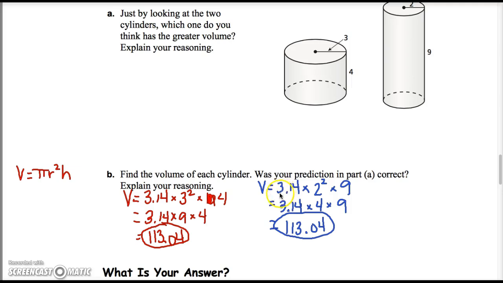Okay, so it asks you, was your prediction in part A correct, and explain your reasoning. Unless you said that you thought they were the same, then your prediction's going to be incorrect. So if you did say they were the same, then you're correct. Just make sure you finish answering that part of the question before you move on. You may want to pause the video for just a minute while you do that.